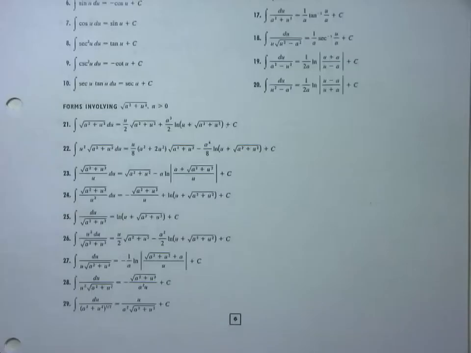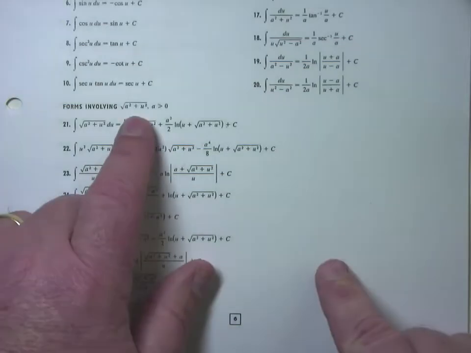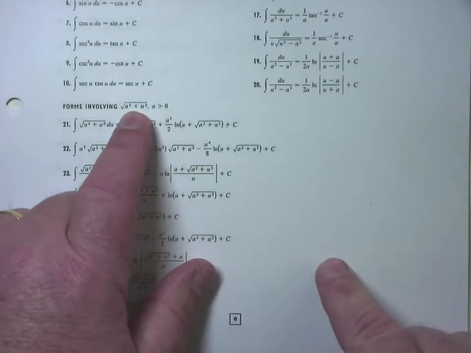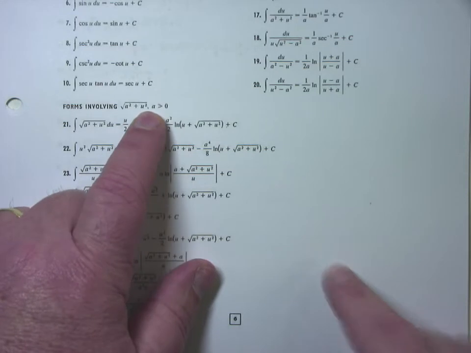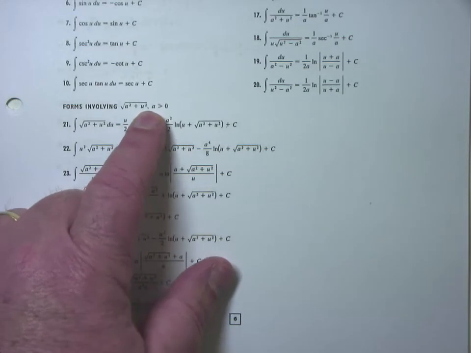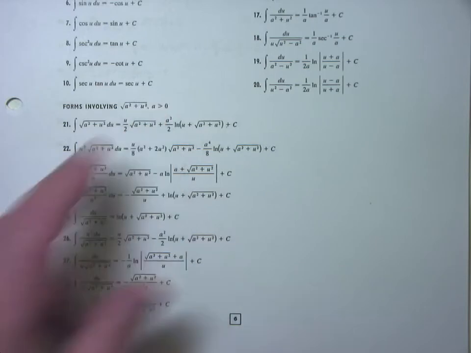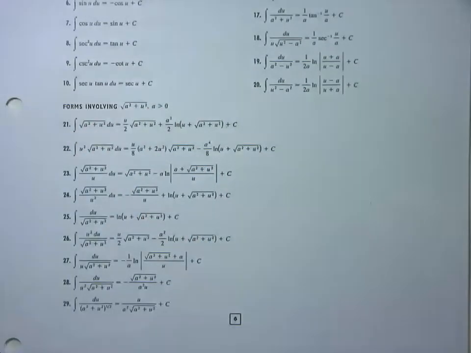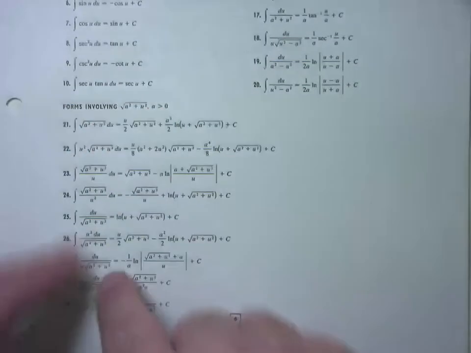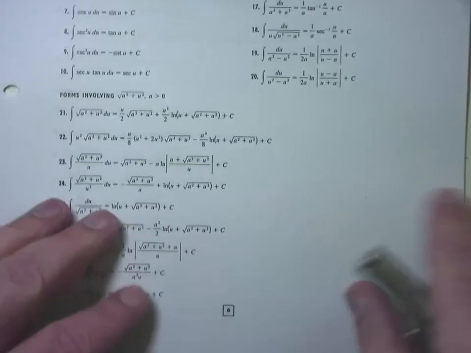But now look at the rest of these tables. They're setting you guys up. This is forms involving the square root of a squared plus u squared, where a is greater than 0. A squared plus u squared. U is the variable, a is a constant. So we're going to be trying to integrate stuff that looks like this, and we're going to have to convert our problem into the formula so we can apply the formula. That's going to be the trick.